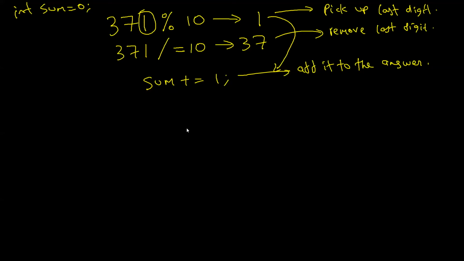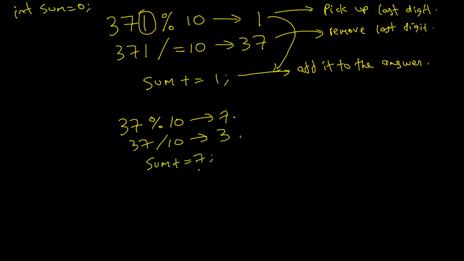Correct? So these are the 3 steps, right? After that, look, you need to do the same thing again: take this, you get 7, you divide it with 37, that is 3, and add 7 to the sum, right? So I'll do again the same thing. 3 modulo 10 is 3, right? 3 divided by 10 is 0, and you'll just add the 3, and then you'll stop because the value is 0, right? So can you see I'm repeatedly doing the same procedure, right?